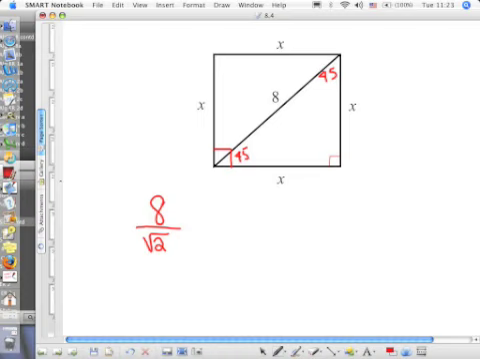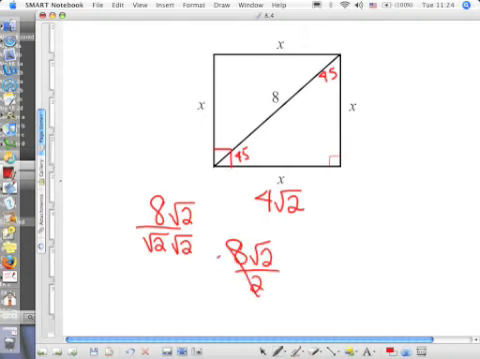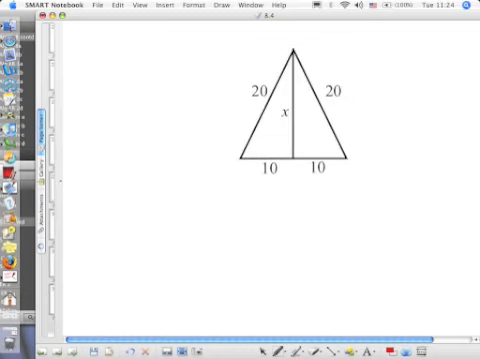Thank you. 4 root 3 times 2. Why are you squaring it? Because you have to multiply it by the square root of 2. Why did I square it? I don't know. We don't know, we don't care. Which is 8 square roots of 2 over 2, and that reduces to that. All right, now let's look at this one.